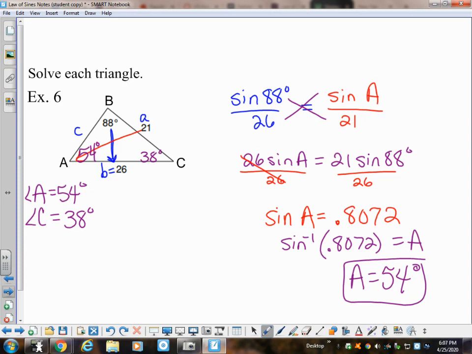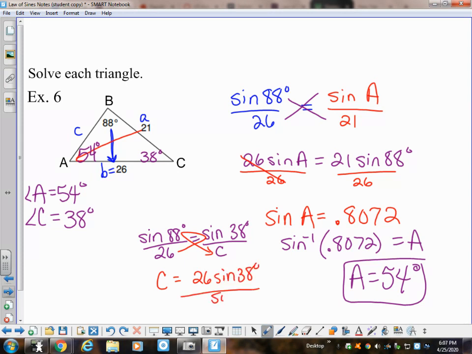So now the last thing I need to do is find little c. So using the pairing they gave us from the beginning, sine of 88 degrees over 26, now I can do sine of angle C, which we found to be 38, over little c. Okay, cross multiply. So I got 26 times sine of 38 divided by sine of 88. And that's going to give me for little c a 16. And there's my answers.